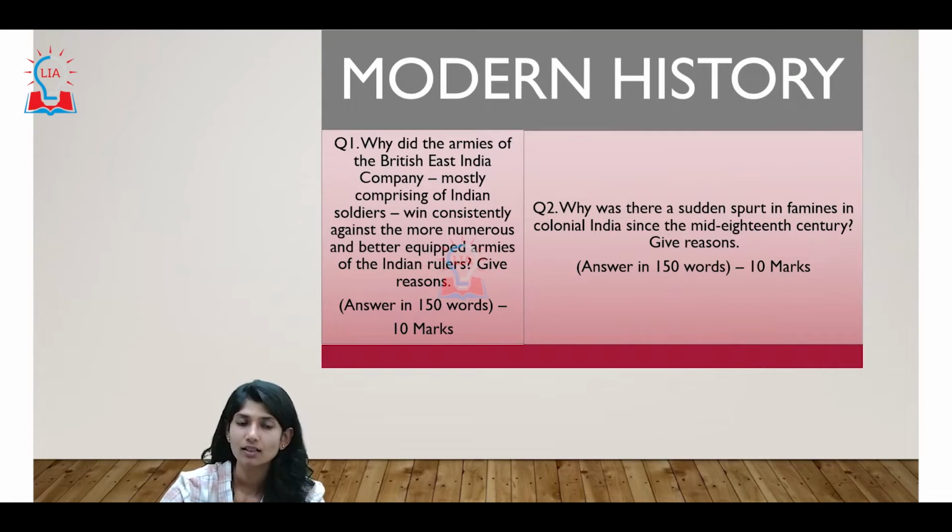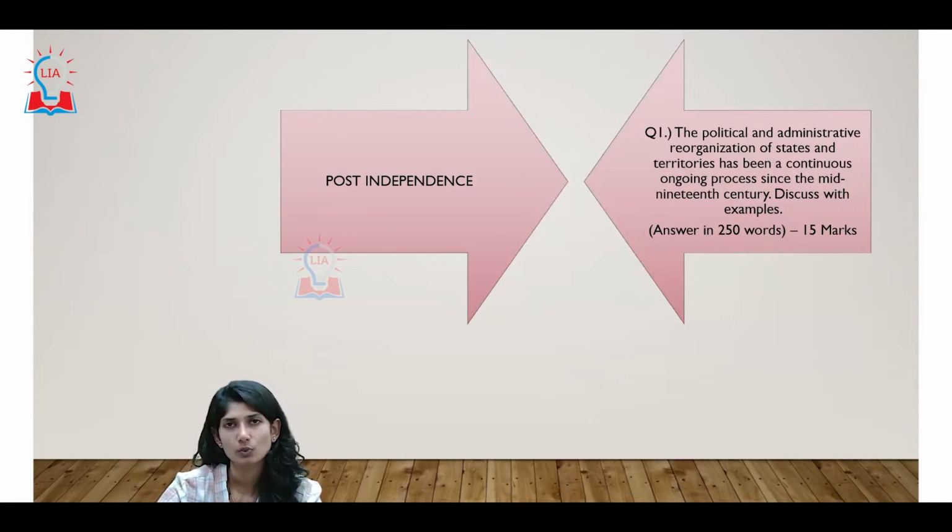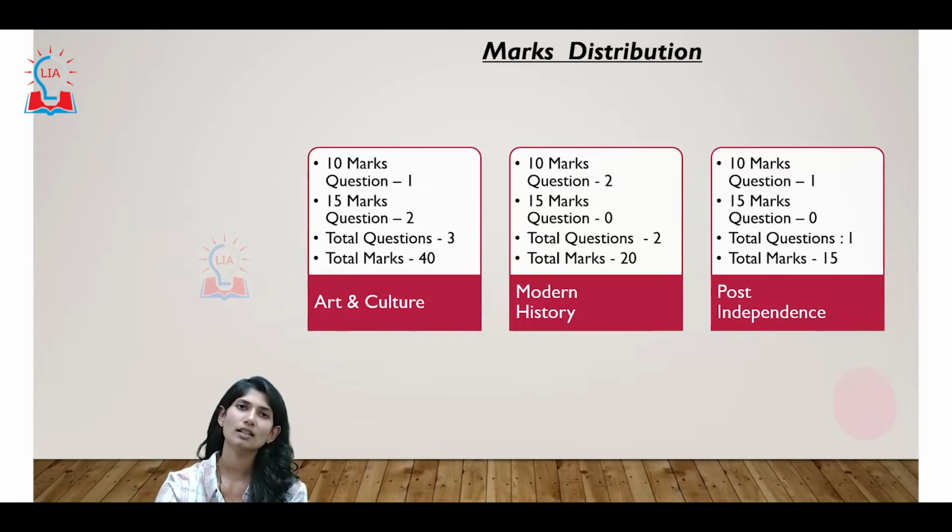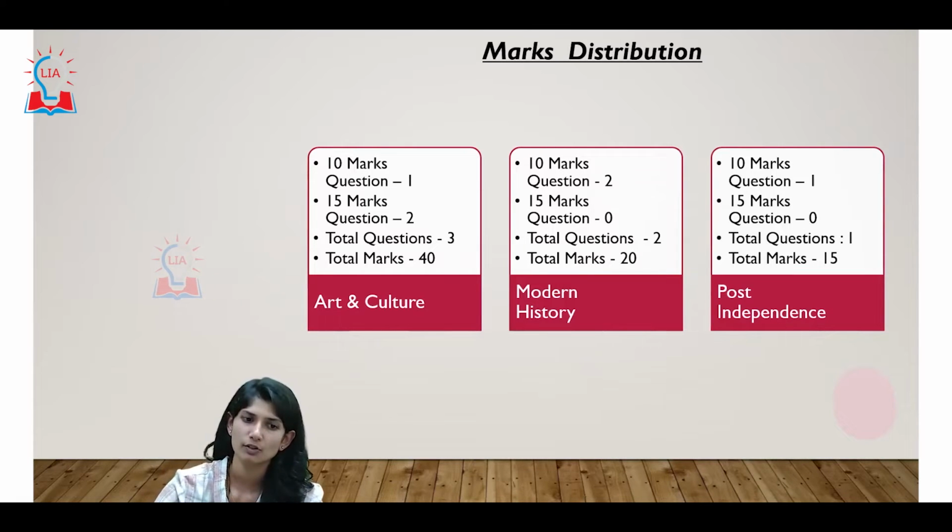Modern history has 2 questions, both 150 words, 10 marks each. Next, post-independence, they have asked 1 question of 15 marks. What is the marks distribution this time? As we discussed, in art and culture they have asked 3 questions totalling 40 marks: two 15 mark questions and one 10 mark question. In modern history, they have stuck to 2 questions of 10 marks each. Then in post-independence, they have asked 1 question of 15 marks. In total, the marks come to almost 75 marks.